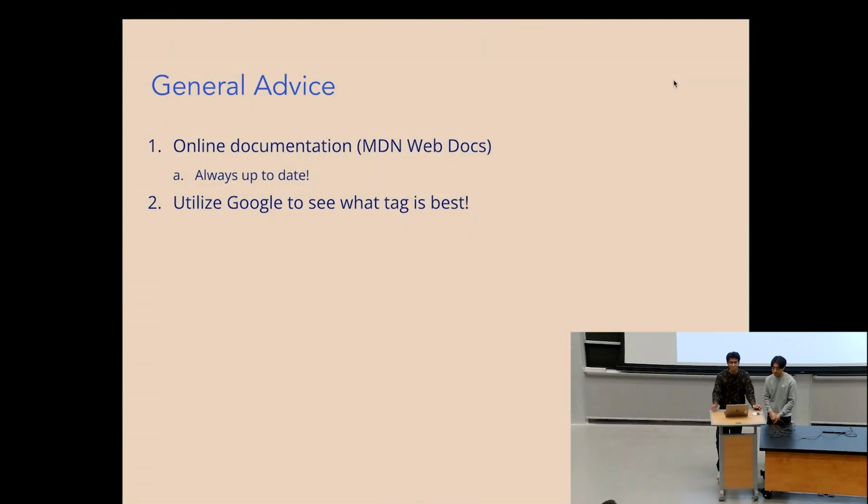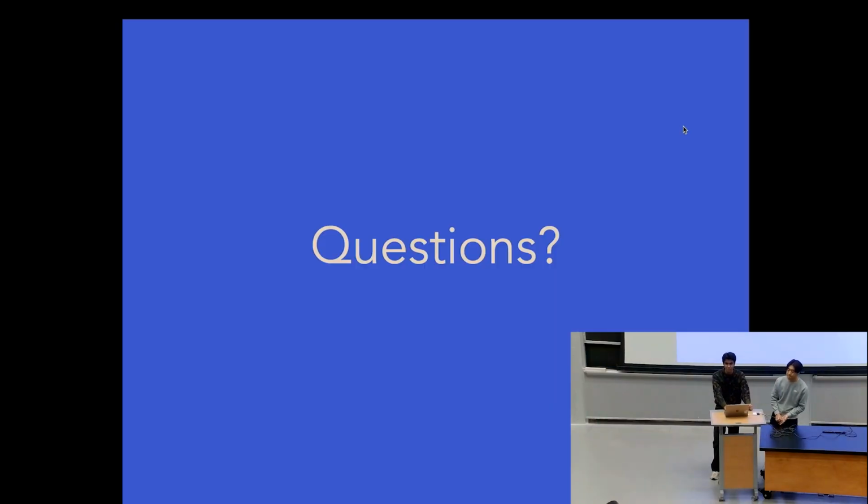So I threw a whole lot of tags at you, and maybe not that much time to remember all of them. But don't worry, because Google is going to be your best friend with this. It's not that hard to find HTML elements and what they're best used for. You can go to this site called MDN Web Docs, and it has pretty good descriptions of all the elements. All right, I'll stop here for questions again.